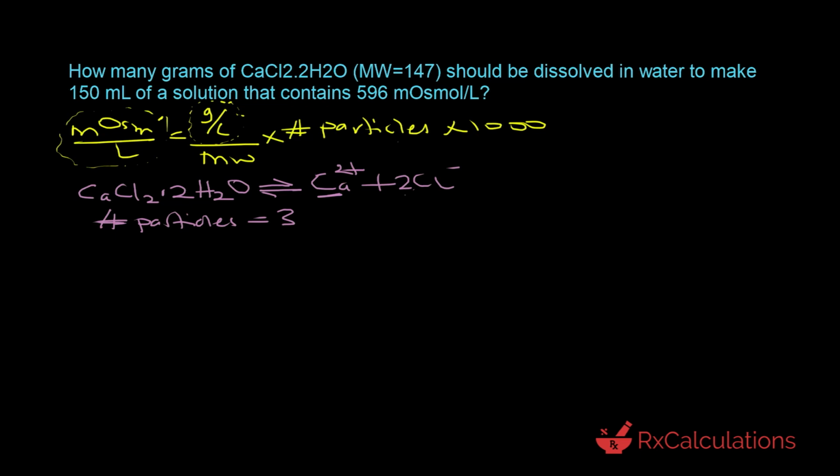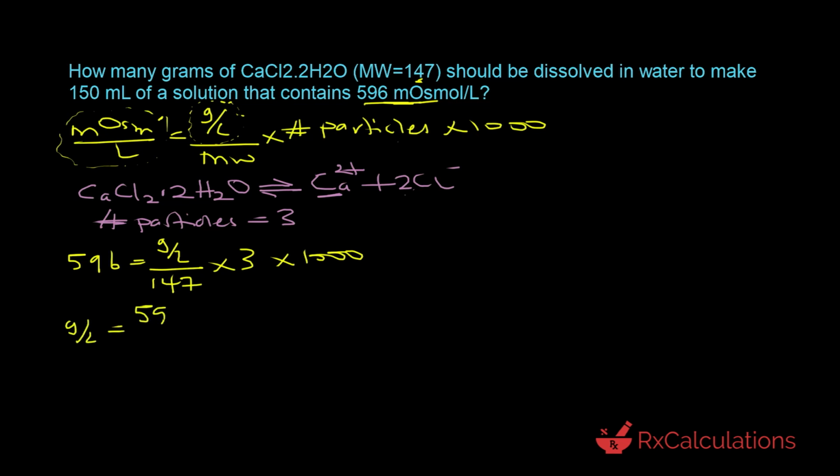What we're going to do is we know the left-hand side because it gives us 596. So we put that there, 596. We are looking for grams per liter. Molecular weight is given as 147. We found our particles to be 3 and you multiply by 1,000. So grams per liter, you do all the algebra math, 596 times 147, divided by 3,000, or 3 times 1,000. And what does this give us? 29.2, but notice this is grams per liter.